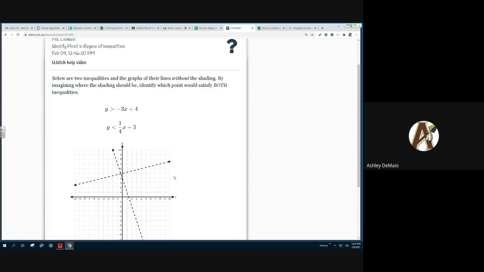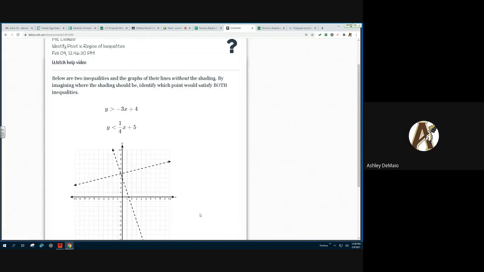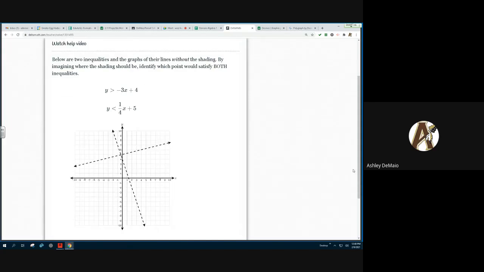And then I'm going to allow you guys to work on this at your own pace as well. So there will be 3 other try on your own problems afterwards. Okay, so the directions say below are 2 inequalities and the graphs of their lines without the shading. By imagining where the shading should be, identify which point would satisfy both inequalities. So I'm going to use red to identify the shading in this problem.